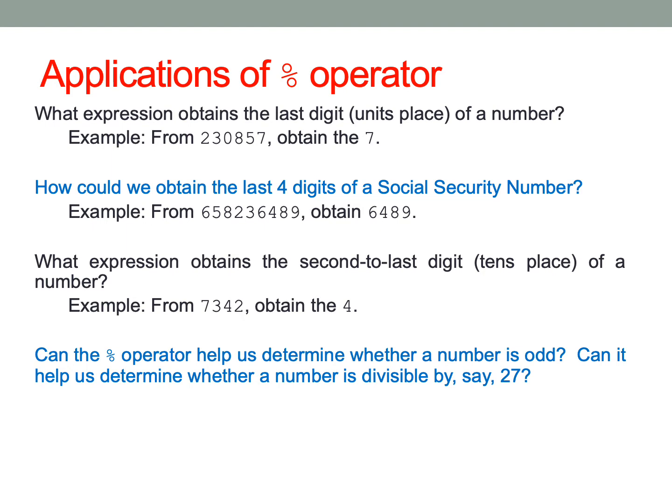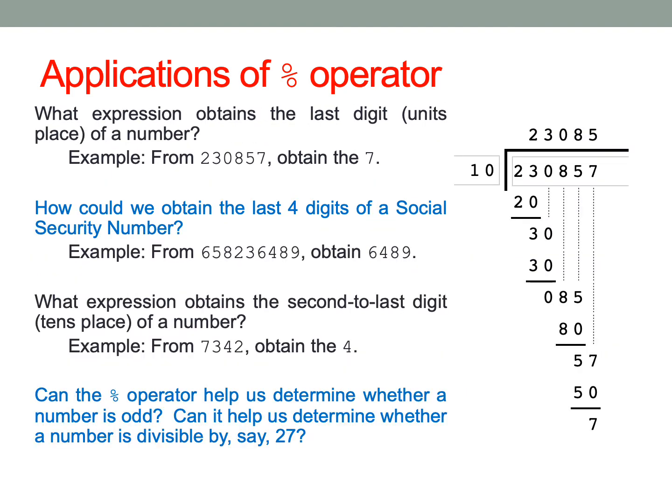Applications of modulus operator. We can use modulus to obtain a certain part from a number. For example, how to obtain the last digit 7 from the number 230857. We can do 230857 modulus 10, which will give us the value 7. To prove the value that we get if we use modulus, you can see the long division over here, where the last digit is 7. We can use the same concept for the other examples here. You need to find the remainder of the values.